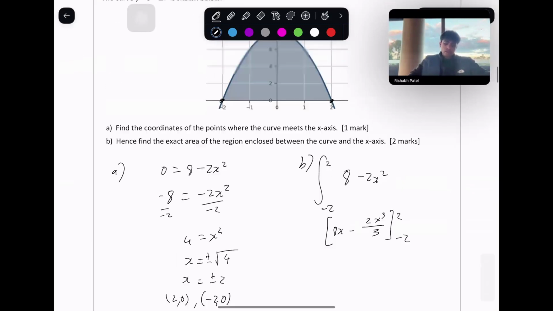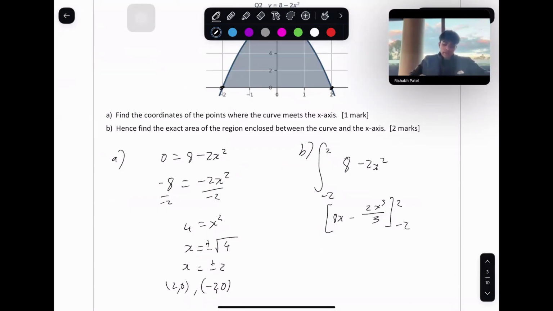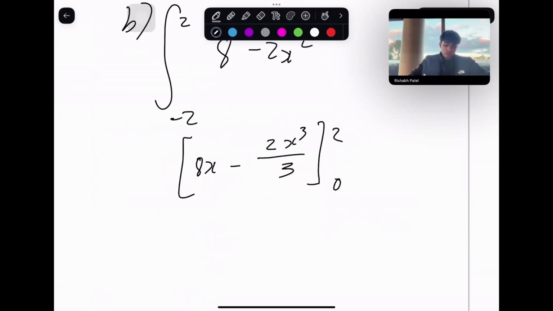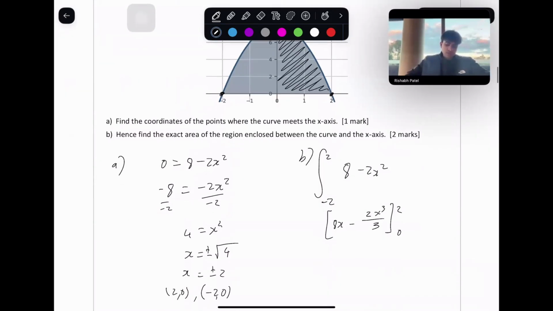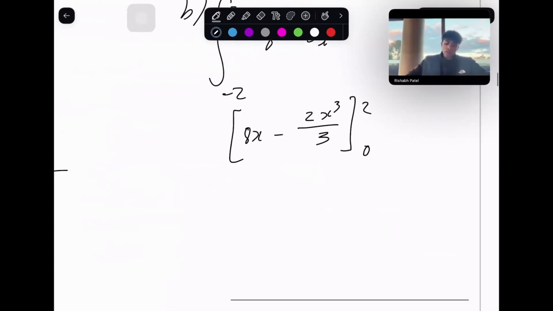Now, since we know it's a parabola, one cheeky way to do this, a non-conventional way, is to take the integral from 0 to 2, so this half, and then multiply it by 2 because you know it's symmetrical, and that way you don't have to deal with negative numbers if you're not a fan of negative numbers. And that's probably what I would have done.